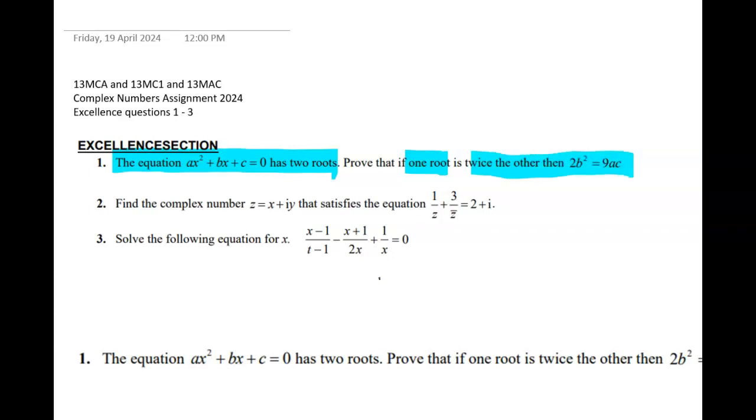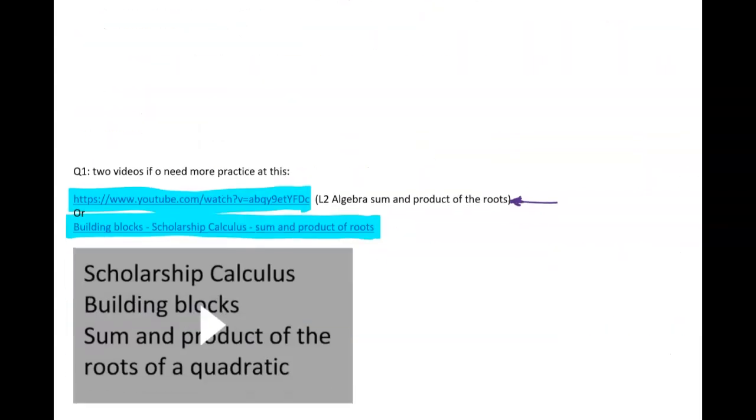So this question is one where most of the people in my class got full marks, but a lot of you did it in a pretty inefficient way. I think by far the easiest way to solve this problem is to use the results that we have about the sum and product of the roots of the quadratic. Now, if you've forgotten about those, there are 2 more videos down here from me that go through that really slowly. This one, which is called Level 2 Algebra, Sum and Product of the Roots, is done pretty slowly, and this Scholarship Calculus Building Blocks one is done a little bit faster.